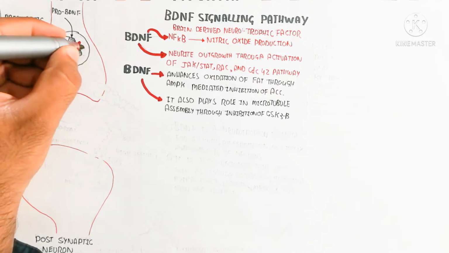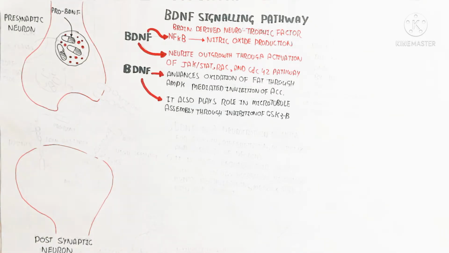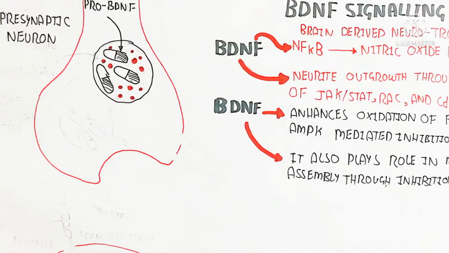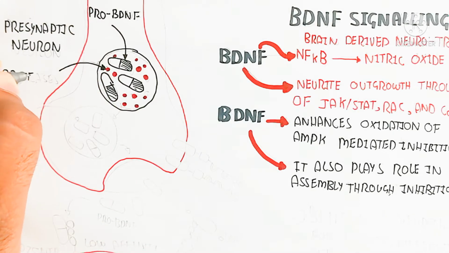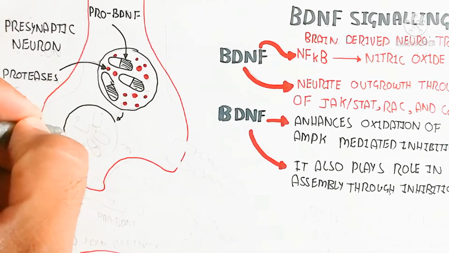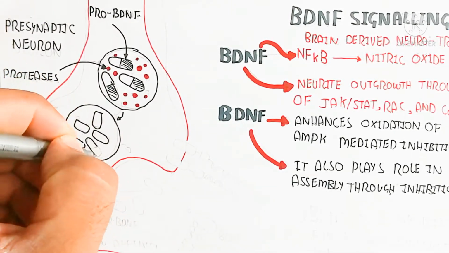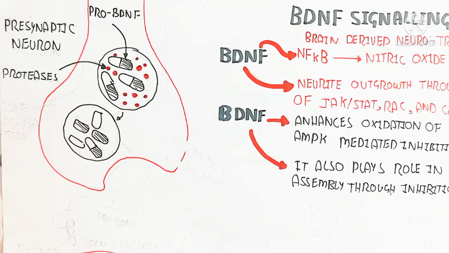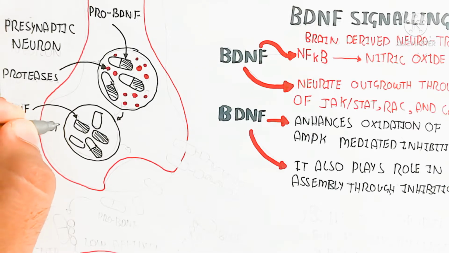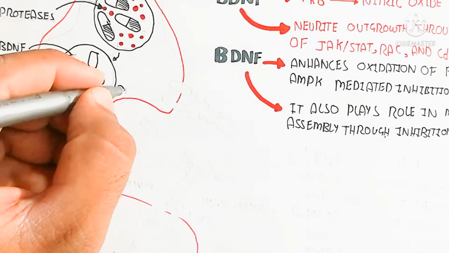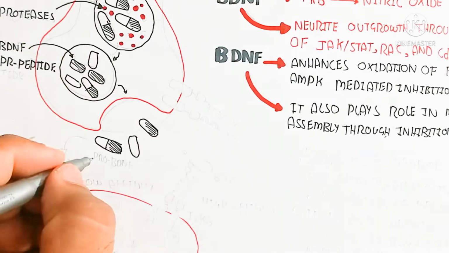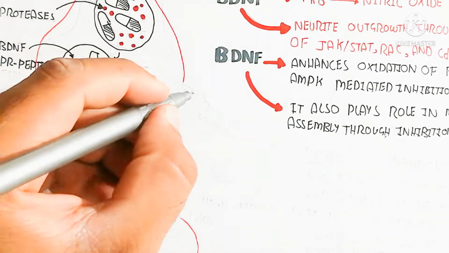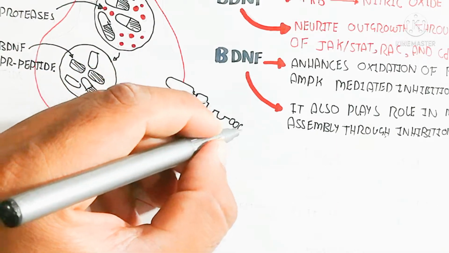So here is the pro brain derived neurotrophic factor, pro BDNF, in the presynaptic neuron which contains vesicles, and the vesicles also contain proteases. These proteases act on BDNF to produce the pre-peptide as well as the pro BDNF form, and after the splitting both types will occur, and these will be exocytosed through the vesicle.